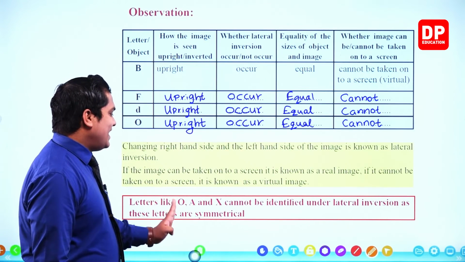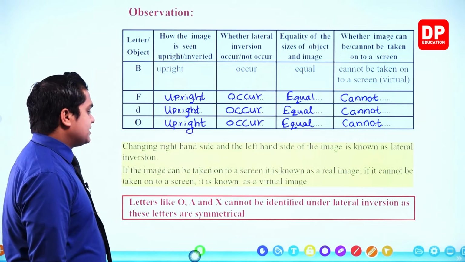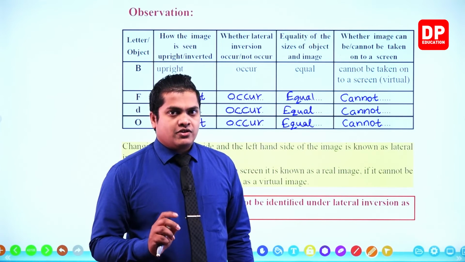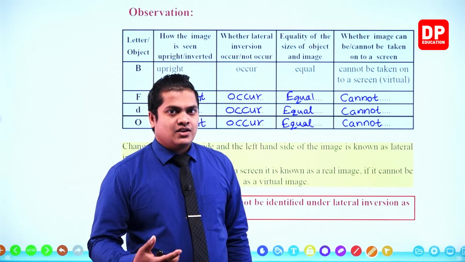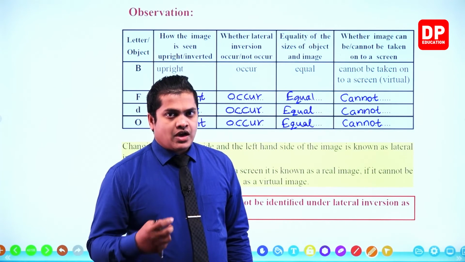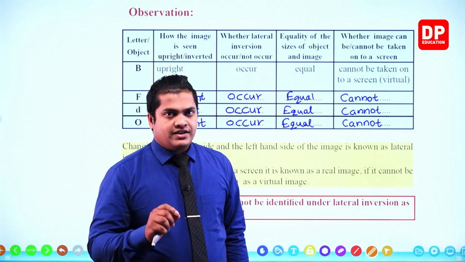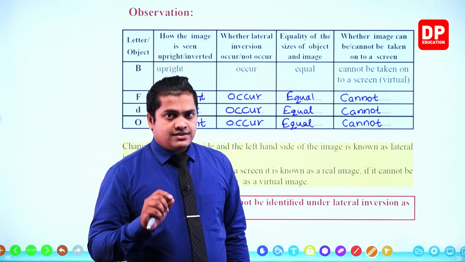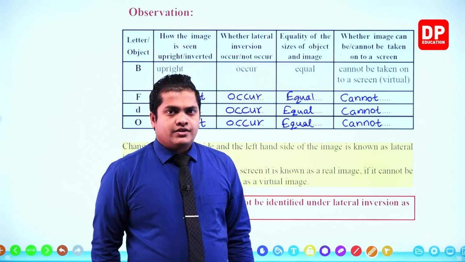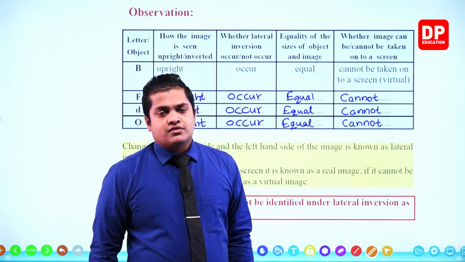Letters like O, A and X cannot be identified under lateral inversion, as these letters are symmetrical. So like I said, my dear children, because of the symmetry of these letters like X, O, A, we won't be able to observe the lateral inversion. However, if you divide it into two parts along an axis, and keep a certain point on one side of the axis, then my dear children, you can observe that point has changed within the image. It's because of the lateral inversion.